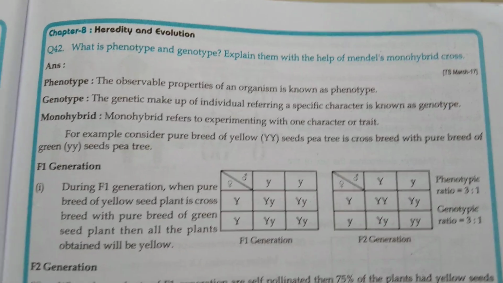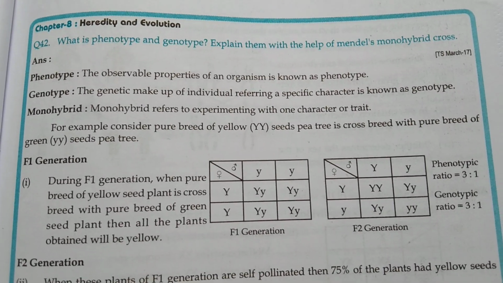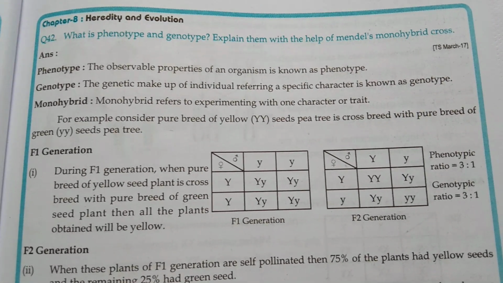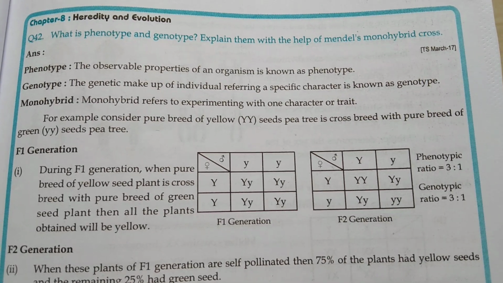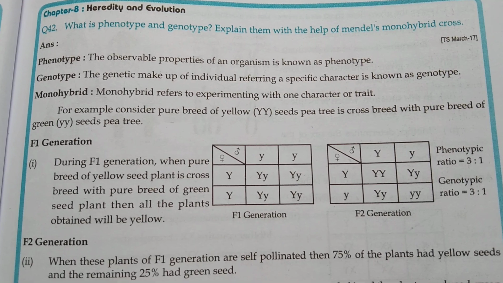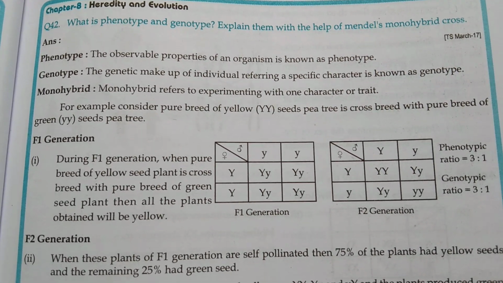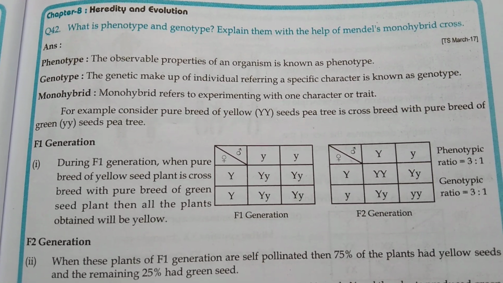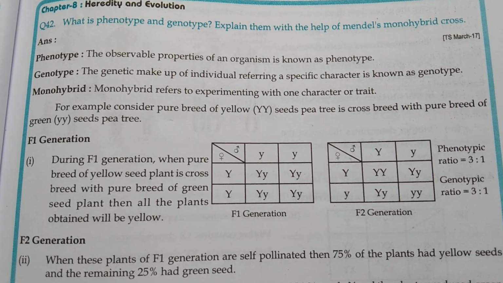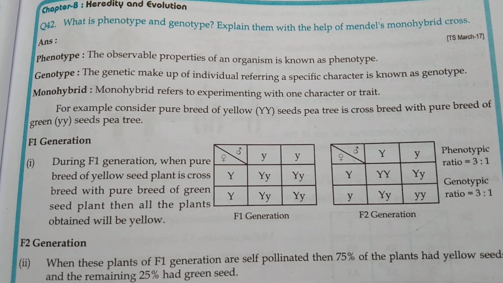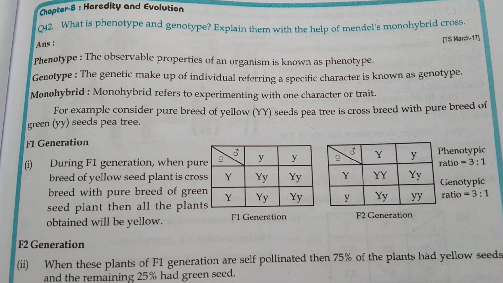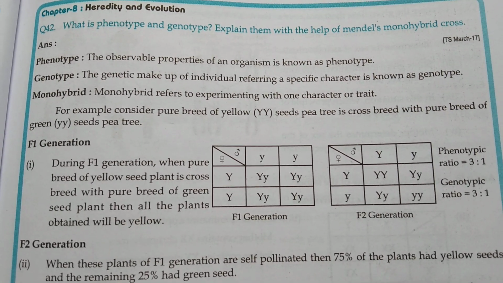Coming to the second question, which is also the most important question, from the heredity and evolution chapter. What is phenotype and genotype? Explain them with the help of Mendel's monohybrid cross. Children, as I am expecting this question this year. Phenotype, genotype. The observable properties of an organism are known as phenotype. Genotype, the genetic makeup of an individual referring to a specific character, is known as genotype.